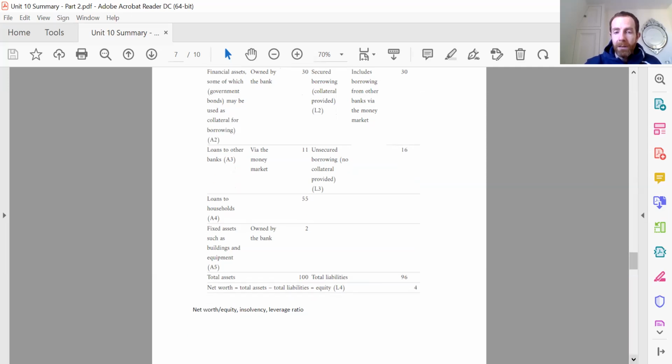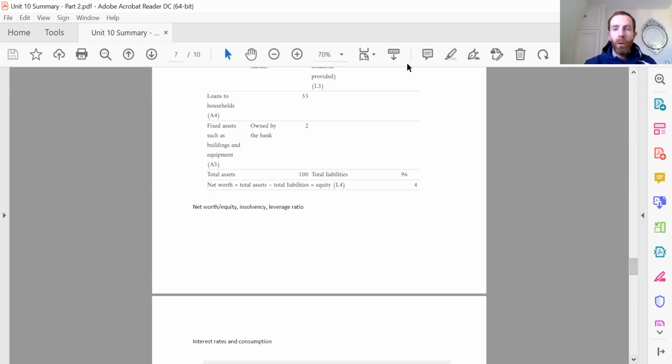And one final thing, which is very important to be able to use and figure out from a balance sheet, is to look at the idea of a leverage ratio. I'm going to run through a quick calculation with that, but just before I do, I'm going to take a quick pause.